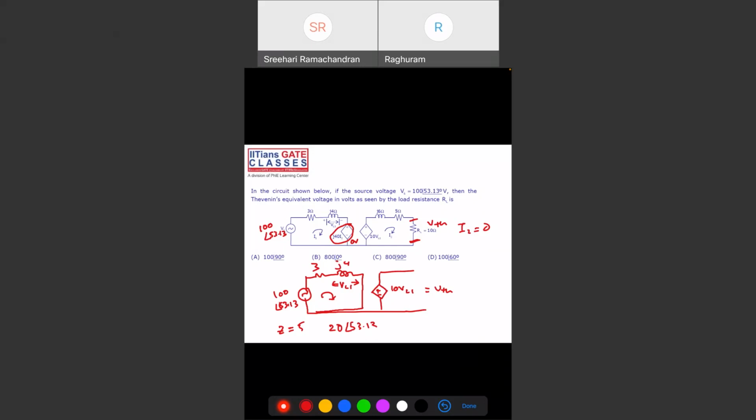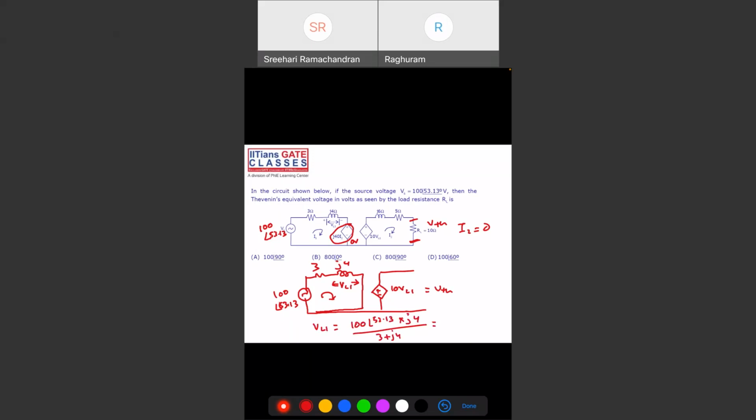Just use the voltage division rule, you'll get the answer. Actually, yeah. The current value, I think 3 plus J4 gives a magnitude of 5 and a phase angle of tan inverse 4 by 3. Oh, yes. It's not 20 at an angle 53.13, it's 20 at an angle that is different. Correct. Or rather, I can directly find the value of voltage. Okay, VL1 is 100 at an angle 53.13 into J4 by 3 plus J4.